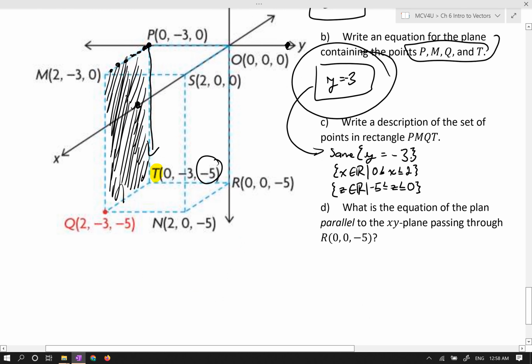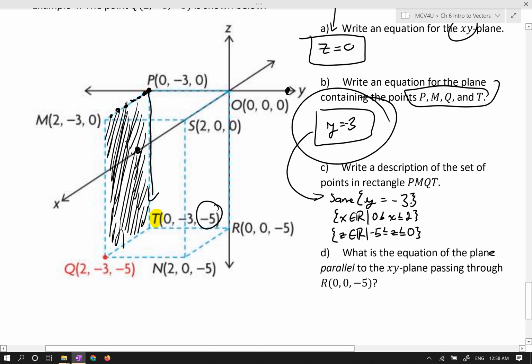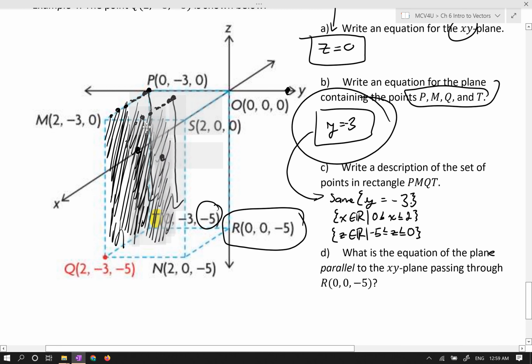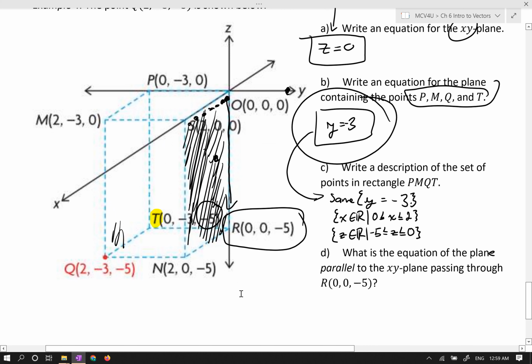And lastly, we're going to look at the plane parallel to the xy plane, but passing through point R. Where's point R? Here it is, down here. So if it's parallel to the xy plane, we want to visualize this plane getting picked up and moved parallelly along to here. Okay, so if I'm trying to describe this plane right here, I need to find the coordinate that is consistent.